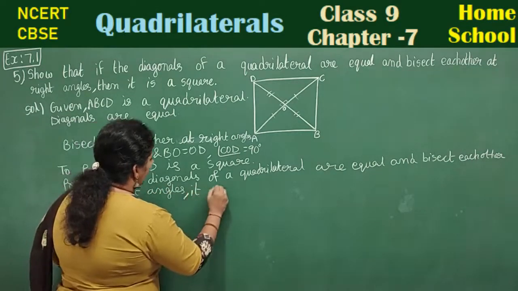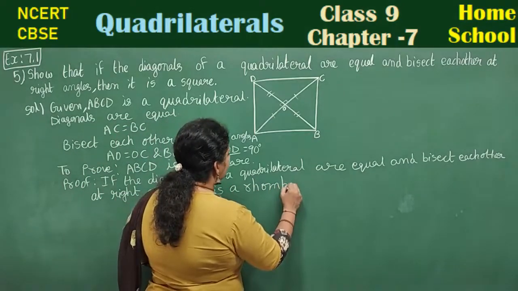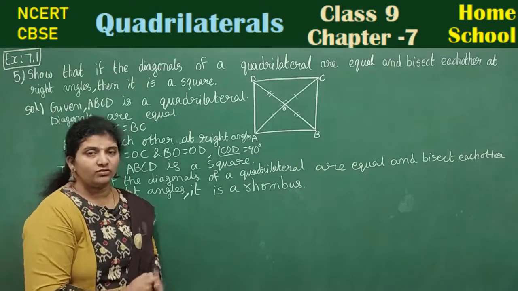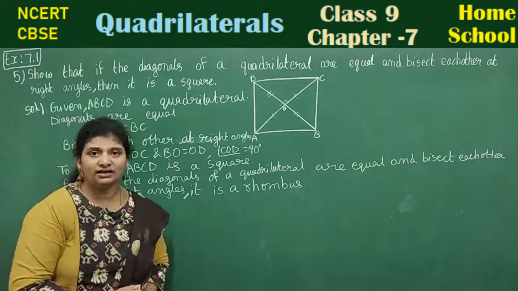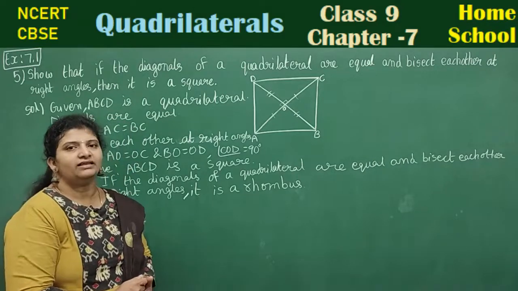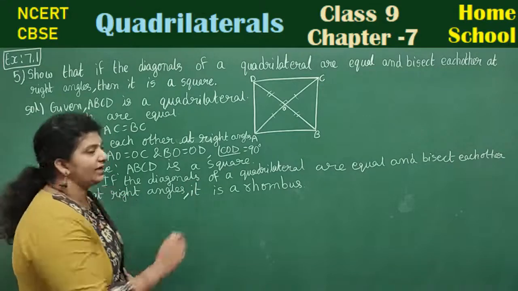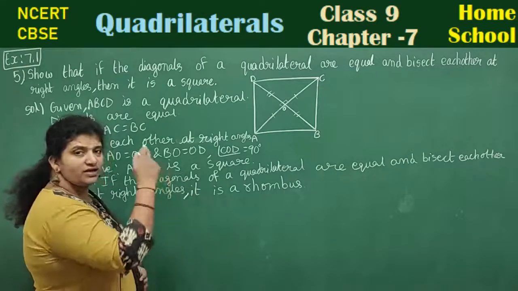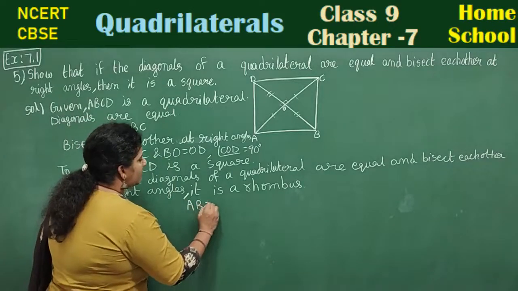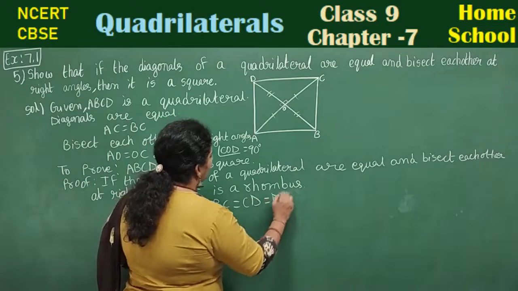it is a rhombus. How can I say this statement? We have already proved it in the previous problems. What is that? If in a quadrilateral the diagonals are equal and bisect each other at right angles, then it is a rhombus. Then according to this statement, I can say if it is a rhombus, then all sides are equal. Write that statement: AB is equal to BC is equal to CD is equal to DA.